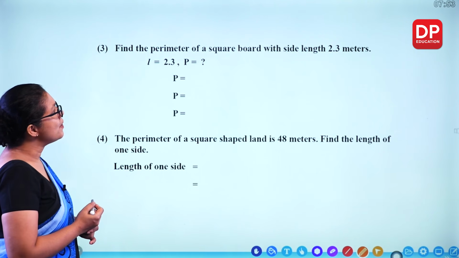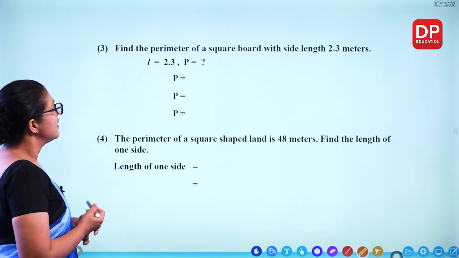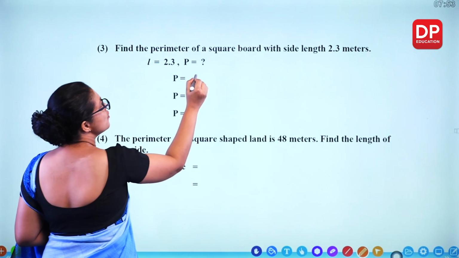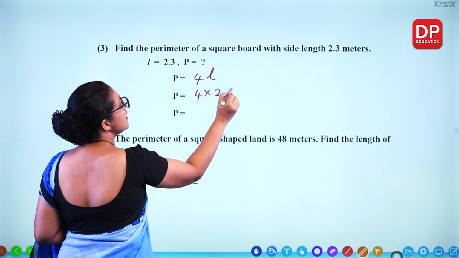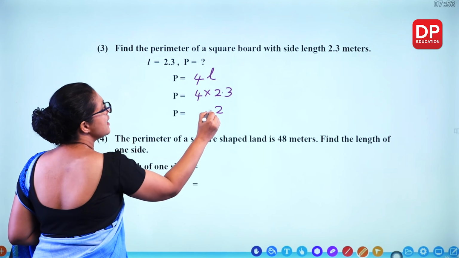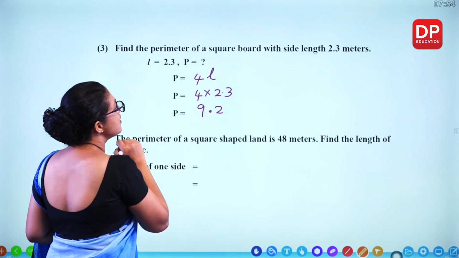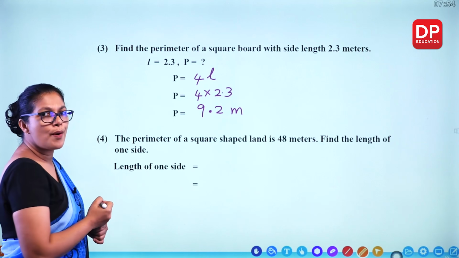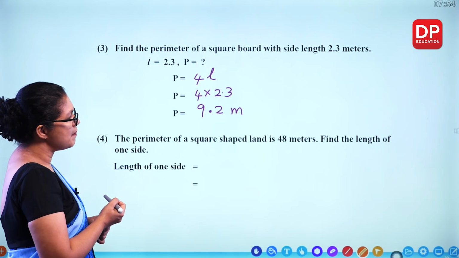This one, find the perimeter of a square board with side length 2.3 meters. So L is 2.3. P we need to find. Use the formula 4L. 4 times 2.3. How do we multiply? 4 times 3, 12. 1 remaining. And 4 times 2, 8. Plus 1, 9. That's in meters. So 9.2 meters.